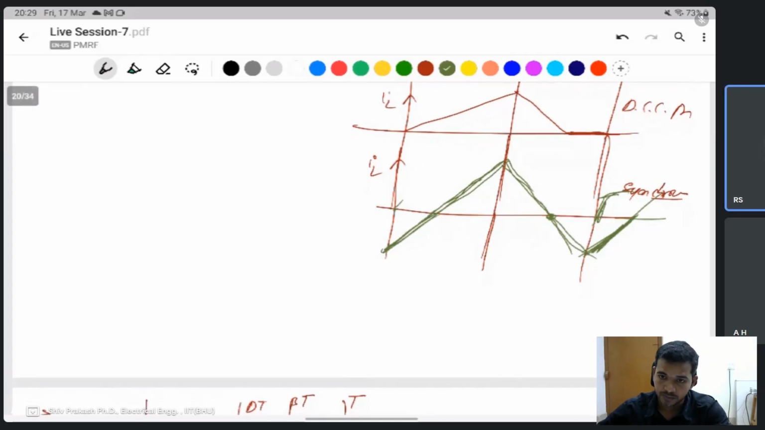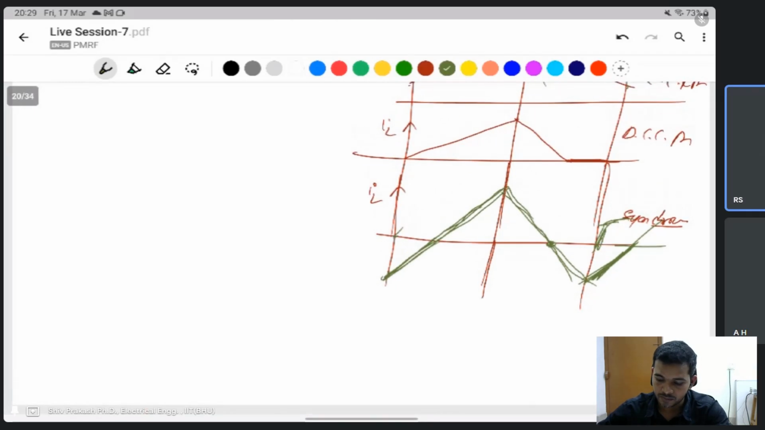Sir, just indicate once how this negative current flows in the circuit. Yes, yes.